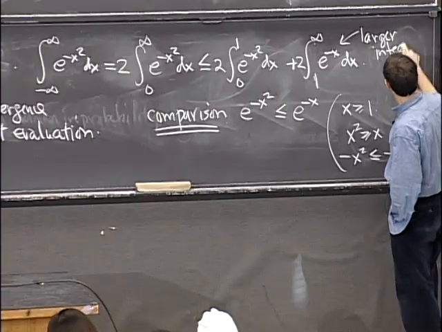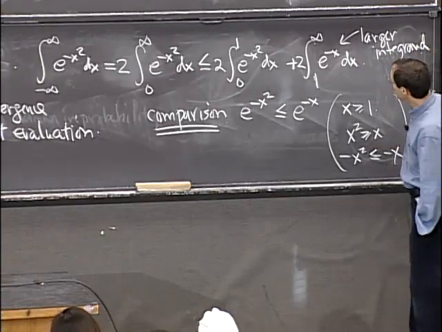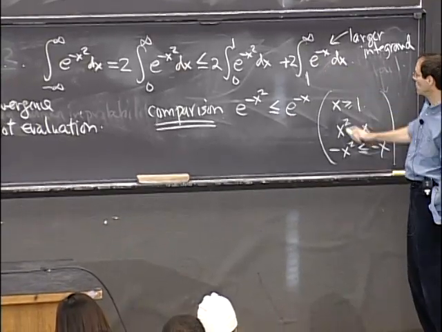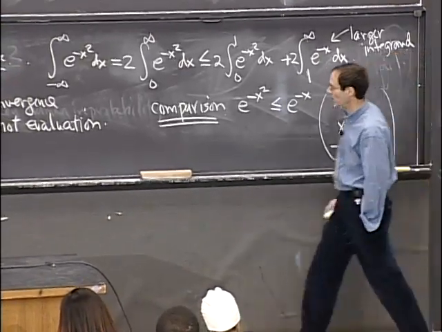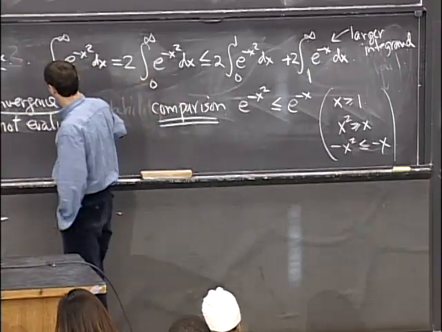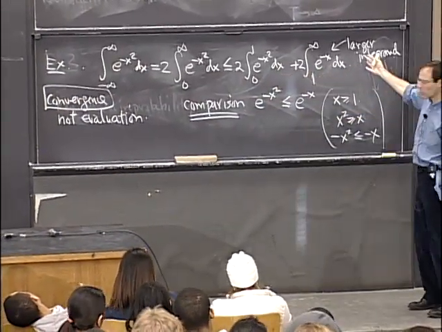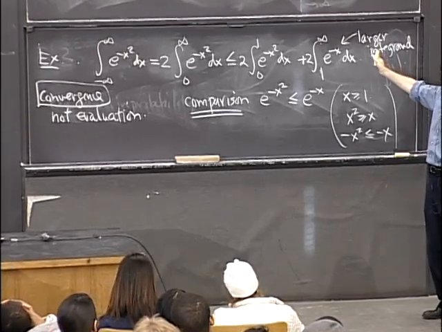And this one we know is finite. All right, this one is a convergent integral. So the whole business is convergent. But of course we replaced it by a much larger thing, so we're not getting the right number out of this. We're just showing that it converges.